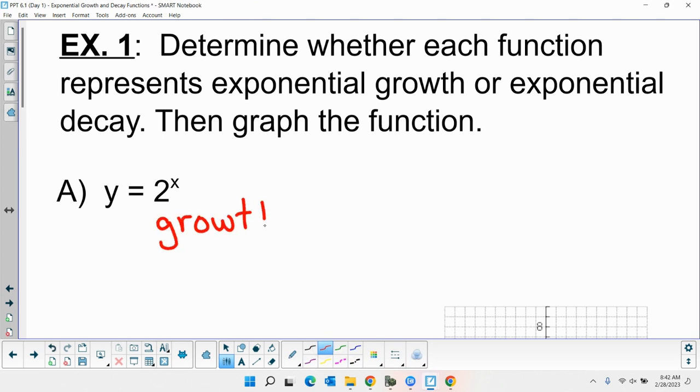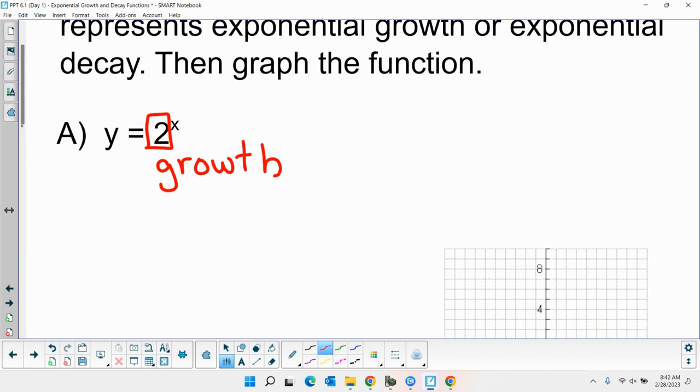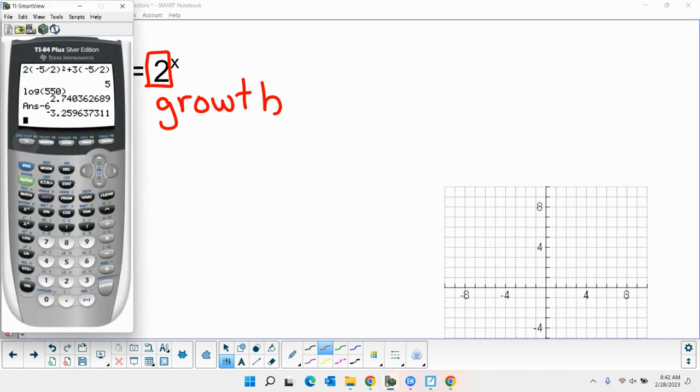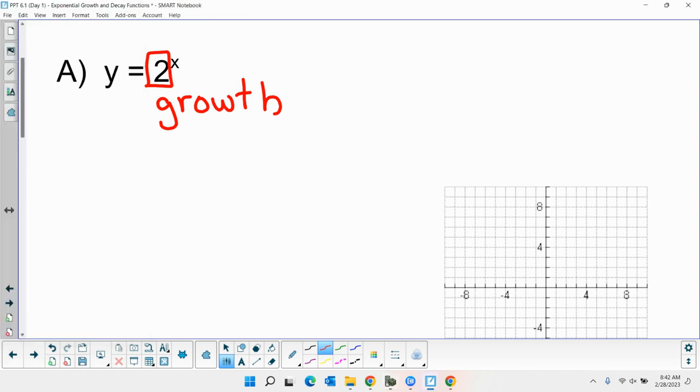Again, because the b value, this, is bigger than 1, it's growth, all right? So punch that in your calculator. Hit your y equals button. 2 caret x. And hit graph. Okay? Looks like what we had already said, right?